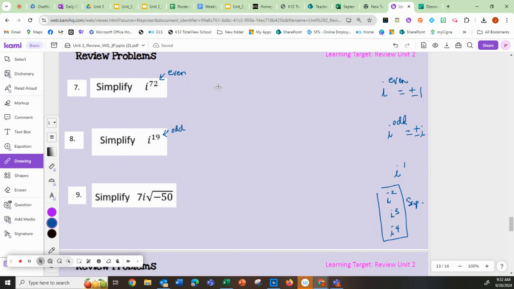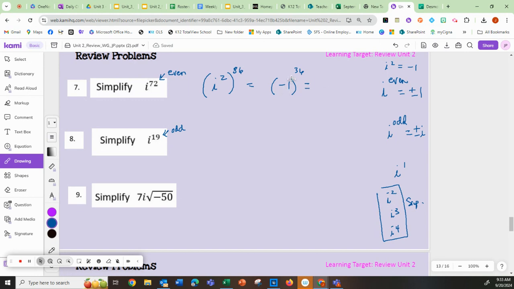So if your exponent is even, you're going to rewrite your problem as i to the second. When we have a power to a power, we multiply. So you're going to ask yourself, 2 times what number is going to give you 72, and that's going to be 36. So i squared to the 36th is the same as i to the 72nd. And the reason that's helpful is because I do know that i squared is always equal to negative 1. So I can substitute negative 1 in for i squared, raised to the 36th power.